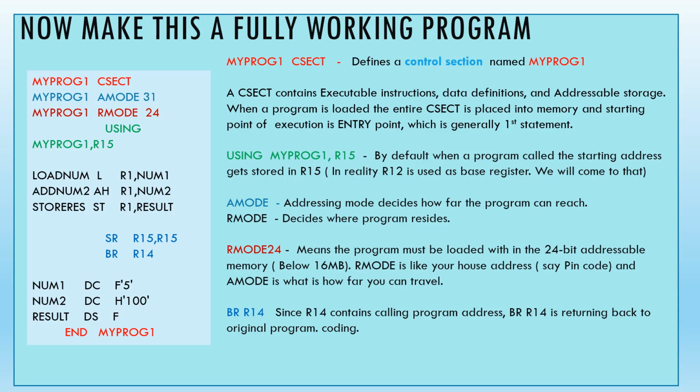And let us say you travel from Atlanta to Raleigh. Atlanta address is in R14. Your Raleigh address is in R15. And when you're done with your job, you have to go back to Atlanta, so you go back to R14. So R14 always contains the address of the calling program, and R15 contains the address of the current program. I hope this gives some clarity.